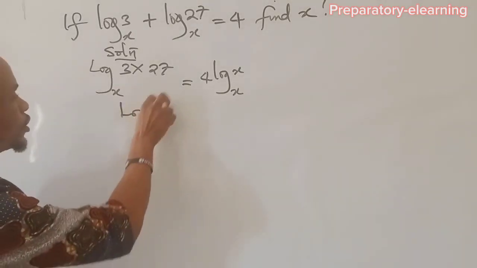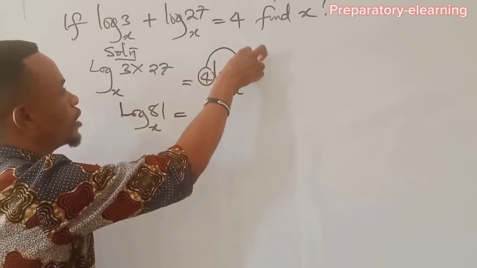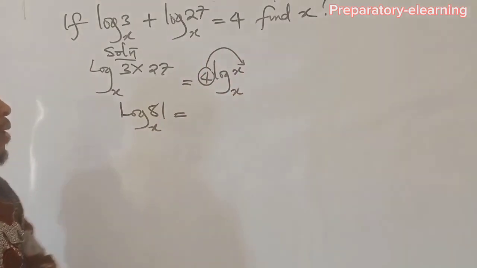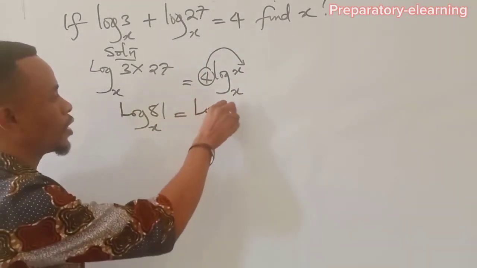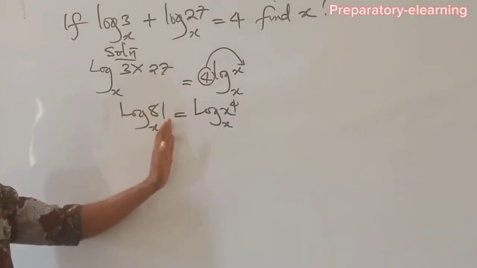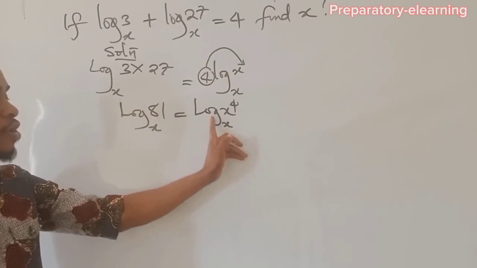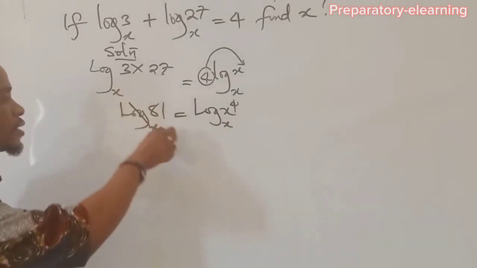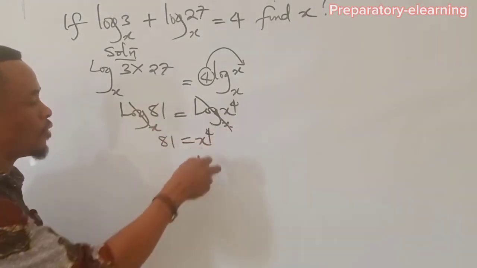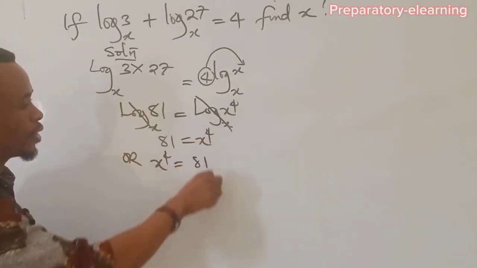So we have log 81 base x is equal to, we remove this 4 from here, it will come as a power. Moving this 4 away from here, it comes on this x as a power. So we now have log x power 4 base x. Now we can finally see that on the left side of the equation, we have one log base x. On the right side, we have one log base x. So this cancels this. We now have that 81 is equal to x power 4. Or we can have it as x power 4 is equal to 81.